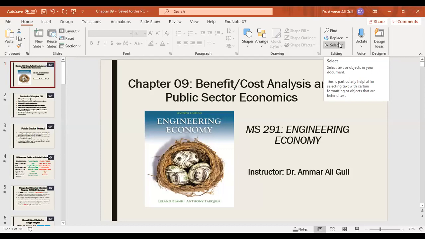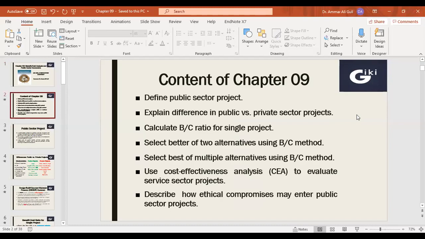In the previous lecture, we started chapter 9, that is benefit cost analysis and public sector economics, and covered a few topics. First, we defined what we mean by a public sector project. Then we explained differences in public and private sector projects, and we learned how to calculate B over C ratio for a single project in the previous chapter.